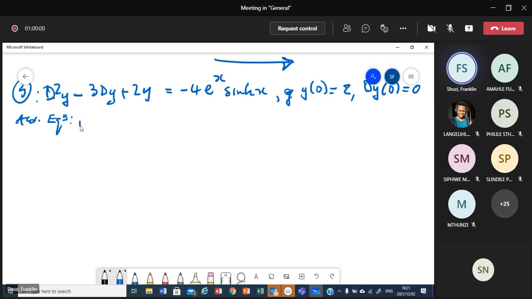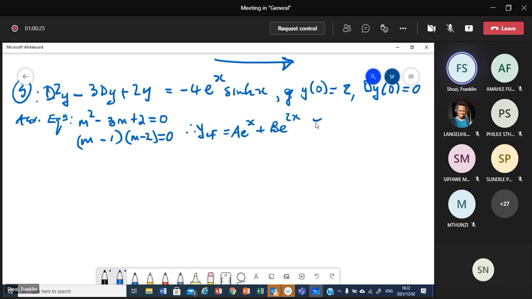The auxiliary equation is the m equation. It's m squared minus 3m plus 2 is equal to 0. M minus 1 as factors times m minus 2 equal to 0. That is, you can find your YCF here. Therefore, your YCF here is what? The roots are real, but not the same. It's a e to the power x plus b e to the power 2x. Again, that is your 3 marks.